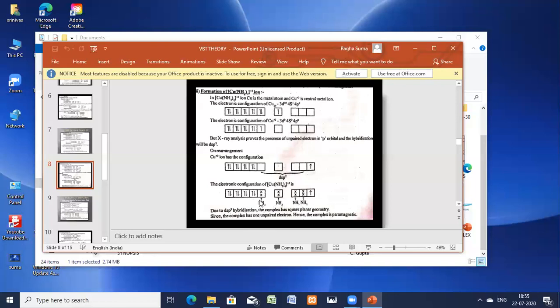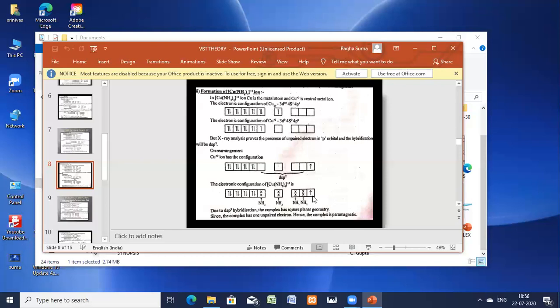So the complex copper tetraammine is arranged in 4 directions, dsp2 hybridization, and it is a square planar complex. You are having a single unpaired electron, so it is paramagnetic in nature. If it has paired electrons, then that is diamagnetic, so they are not attracted by the external magnetic field. Paramagnetic is nothing but when an external magnetic field is applied, they are attracted to the external magnetic field due to the unpaired electrons.